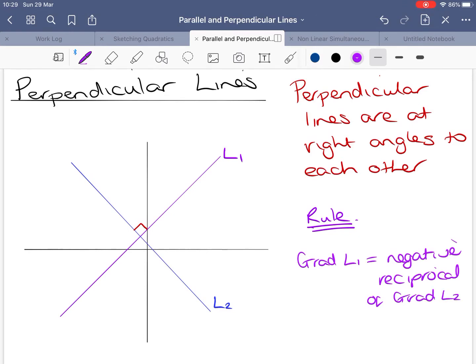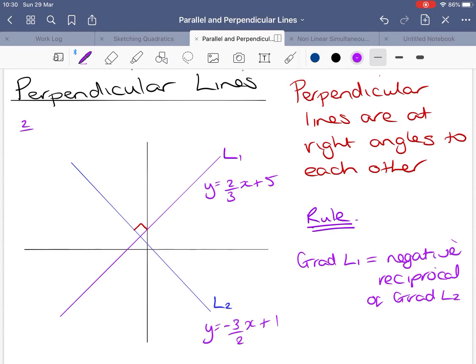So let's have a couple of examples. If we've got y equals 2x plus 3, the gradient of L2 would be, well, what's the negative reciprocal of 2? It would be y equals minus a half x, plus 1, for instance. Let's do another one. We could have L1, y equals 2/3 x plus 5. And for our L2, we'd have to do the negative reciprocal of 2/3, which would be y equals minus 3/2 x plus 1. Okay?